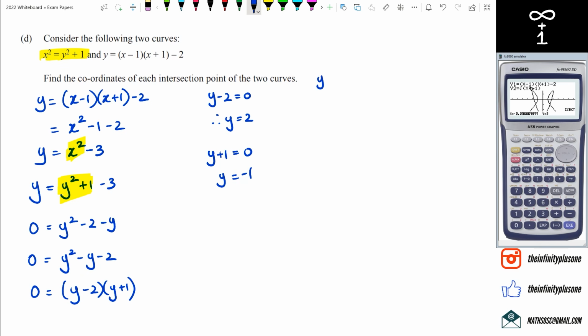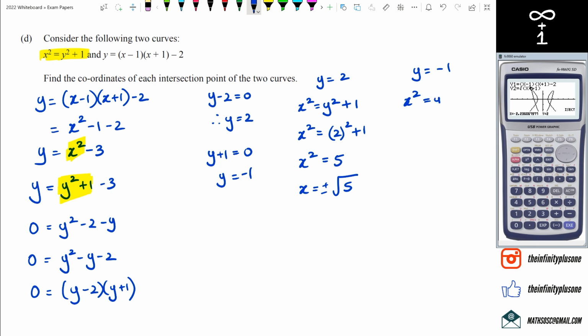So when y is equal to 2, we've got x squared equals y squared plus 1. So we can say that x squared is equal to 2 squared plus 1. So x squared is equal to 4 plus 1, which is 5. And then x is equal to the square root of 5. But remember, it is plus or minus. Likewise, when we have y equal to negative 1, we can say x squared is equal to y squared plus 1. We've got x squared is equal to negative 1 squared plus 1. x squared is equal to 2, because negative 1 squared is 1, and 1 plus 1 is 2. And then x is equal to plus or minus the square root of 2.